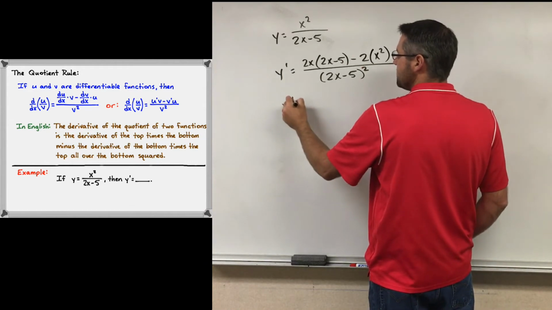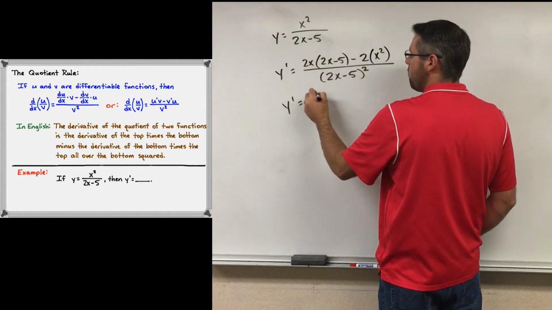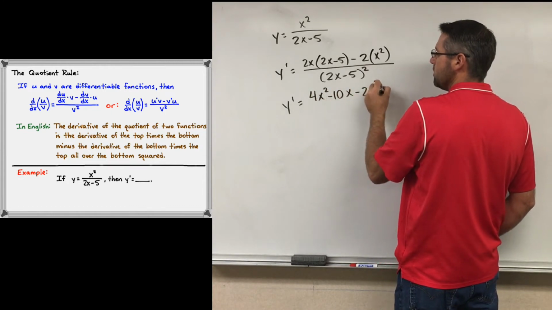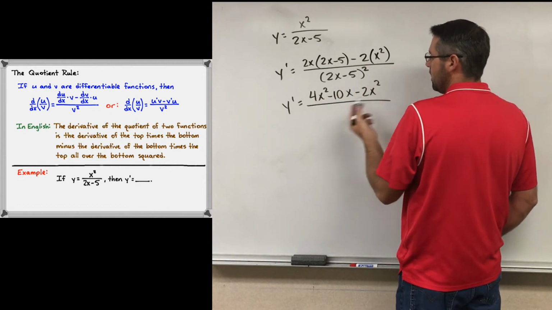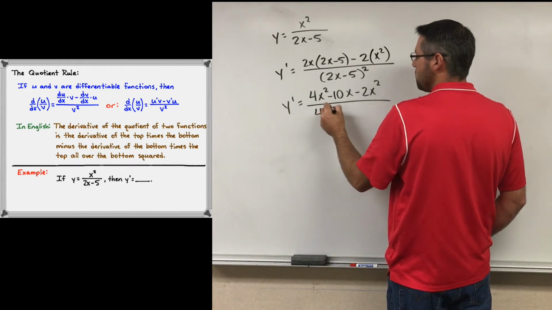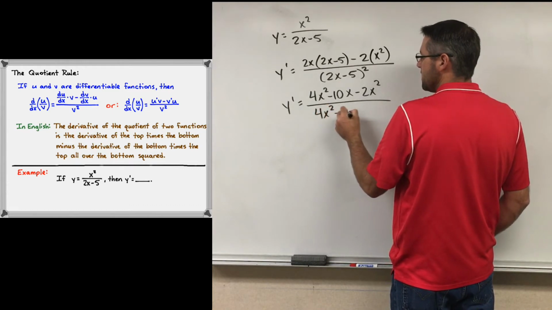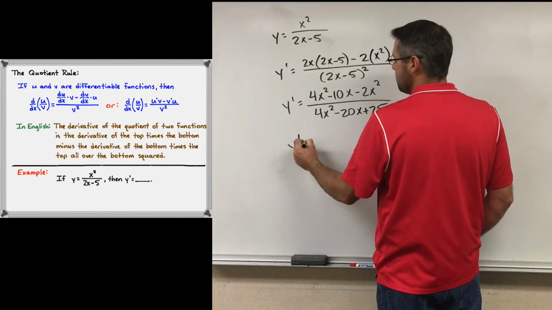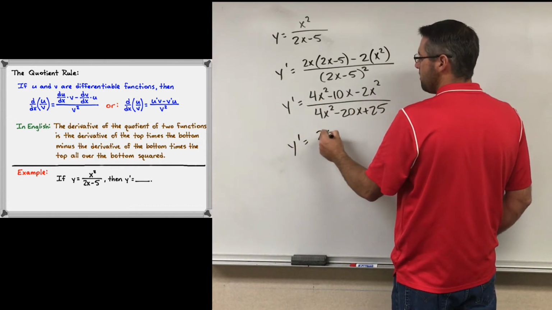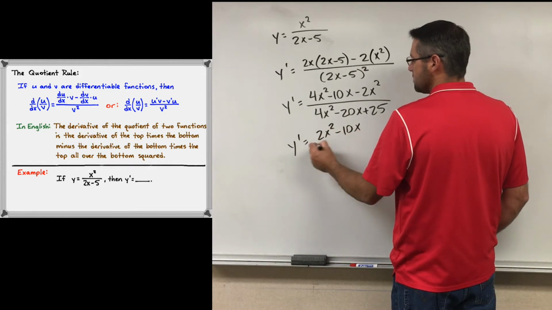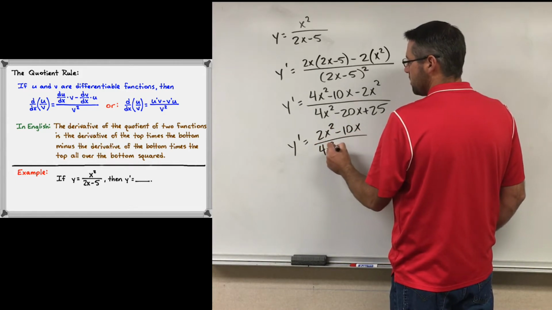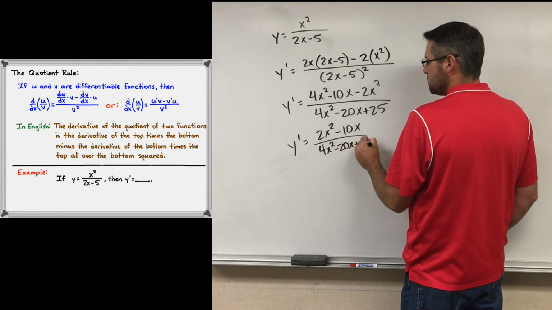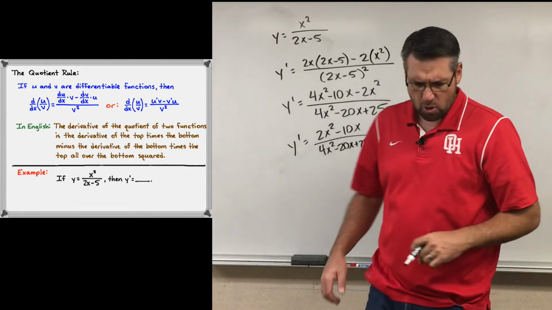Now we can simplify this a little bit by distributing. We end up with 4x squared minus 10x, and then minus 2x squared, all over, we could expand this to be 4x squared minus, what is that, 20x plus 25, if we would like. And then simplifying it further, we can combine like terms on top. 2x squared minus 10x, all over 4x squared minus 20x plus 25.